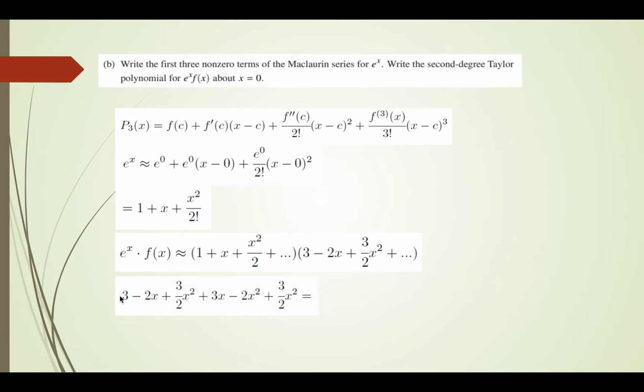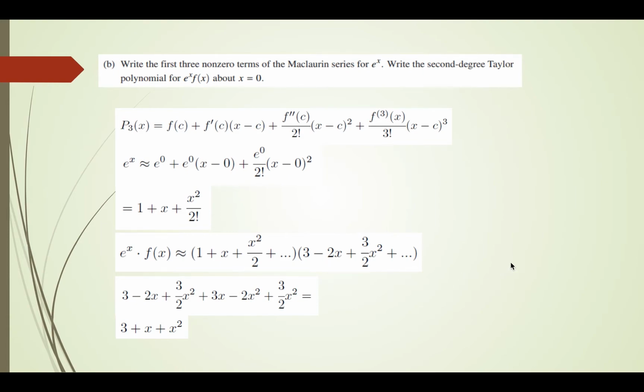So this is what we just discussed. This is our distribution. And of course, after this, you just want to combine like terms. So negative 2x plus 3x will be positive 1x, etc. And then you combine all the x squared terms, and this is what it simplifies down to. So 3 plus x squared is our approximation for e to the x times f of x.